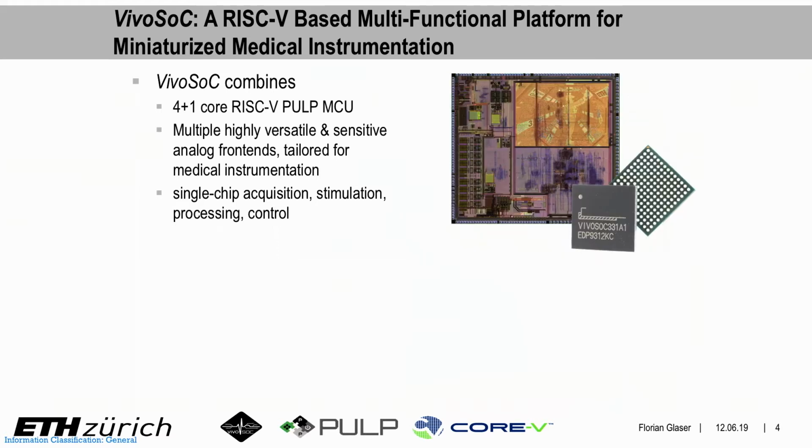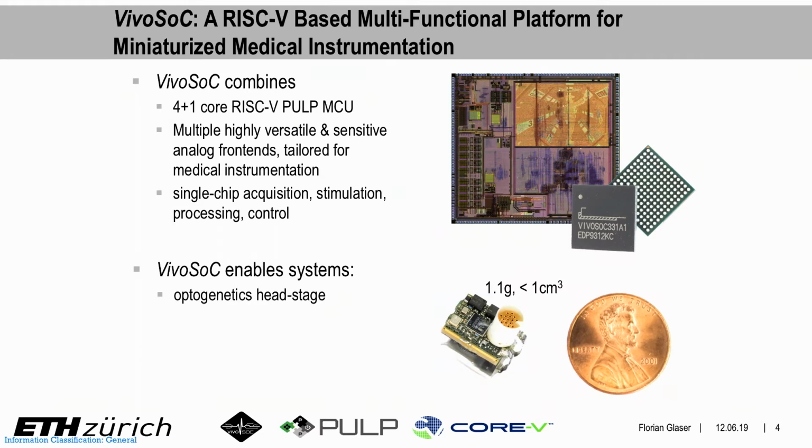And we have the fabricated chips, but also platforms based on it and complete systems. So one highlight is this so-called optogenetics head stage, which is smaller than 1 cubic centimeter and only weighs 1 gram, including the battery and wireless connectivity. And another example that I can demonstrate is a 4-channel EEG headband, which is also similar in size thanks to this level of integration. Okay, thanks.